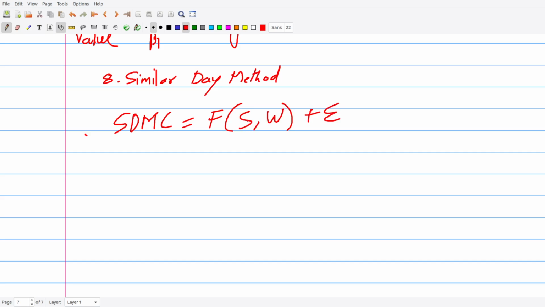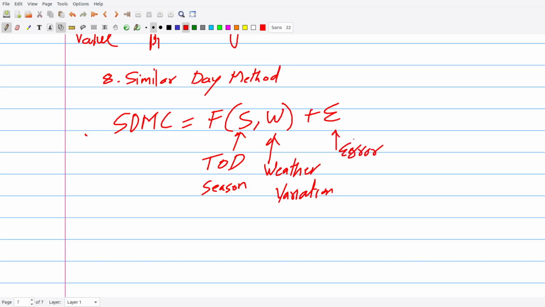What is S and W? S is the season or time of day, and W is weather variation. Epsilon is error. So you have to write a different function for this. The similar day method is to find a day in history that is similar to the forecasted day, commonly based on day of week or season of year. This again uses weighted averages and extrapolation to forecast load.